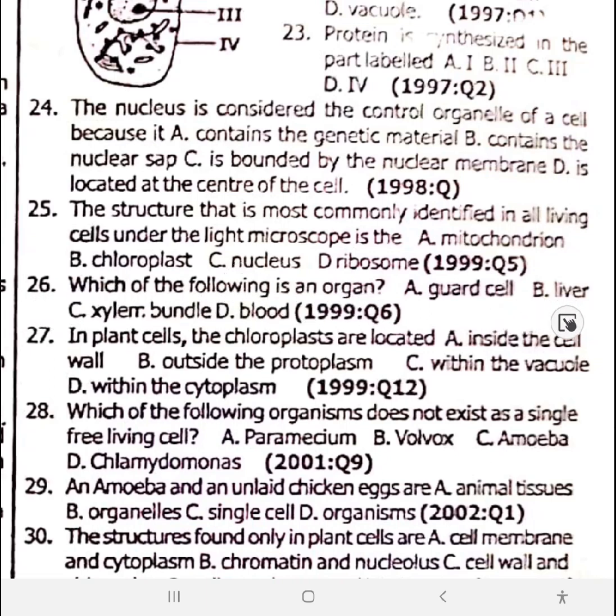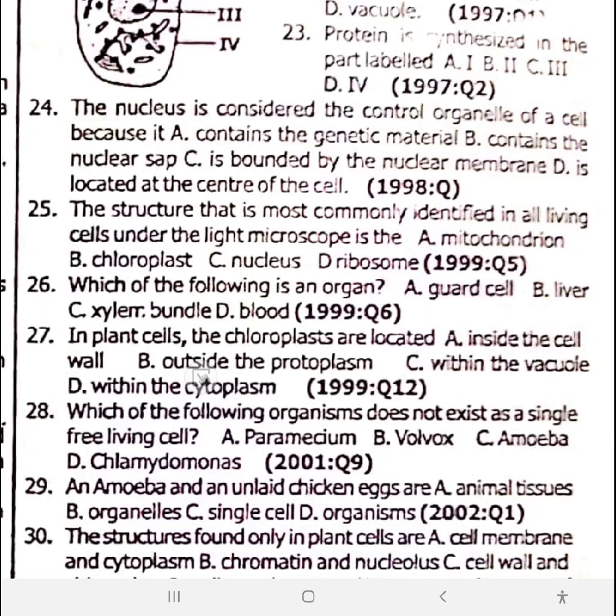The liver is an organ, it's simple. 27, in plant cell, the chloroplasts are located within the cytoplasm, option D. 27 is option D. You see, it's simple. It's option D.